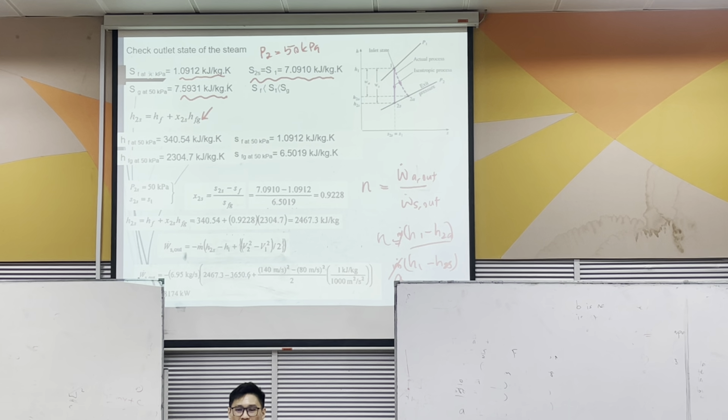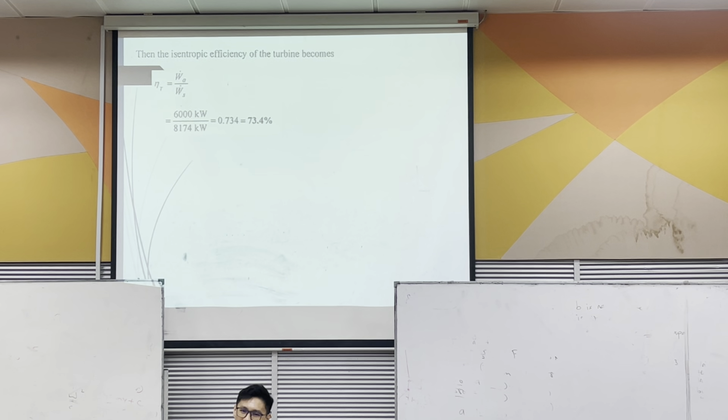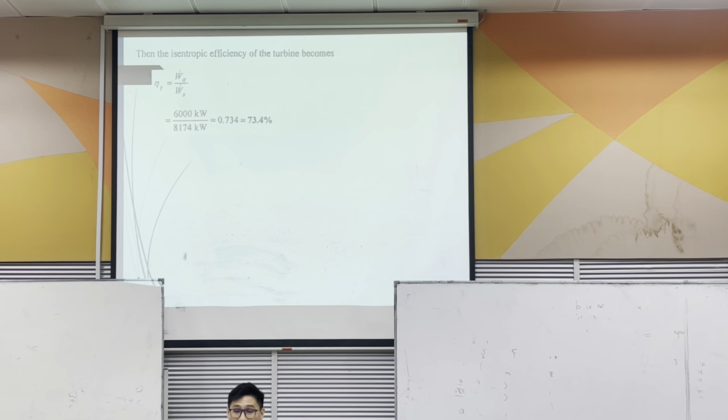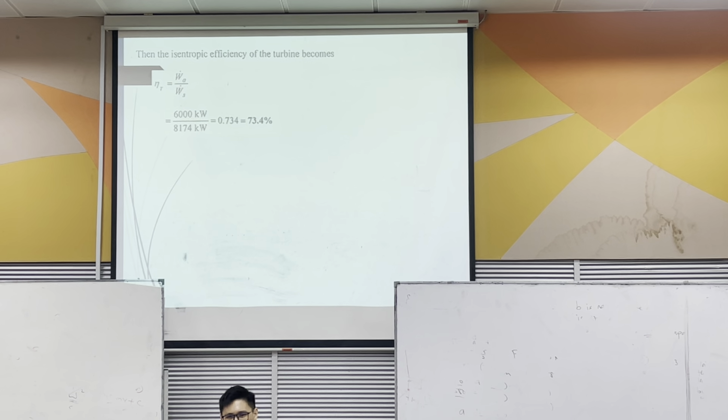Okay, so the next slide is just to finish up the question. You can see that this is the 73.4%. So again, I believe that if you decide to use H1 minus H2a or H1 minus H2s, you should get about the same value as well. It shouldn't affect the value too much.